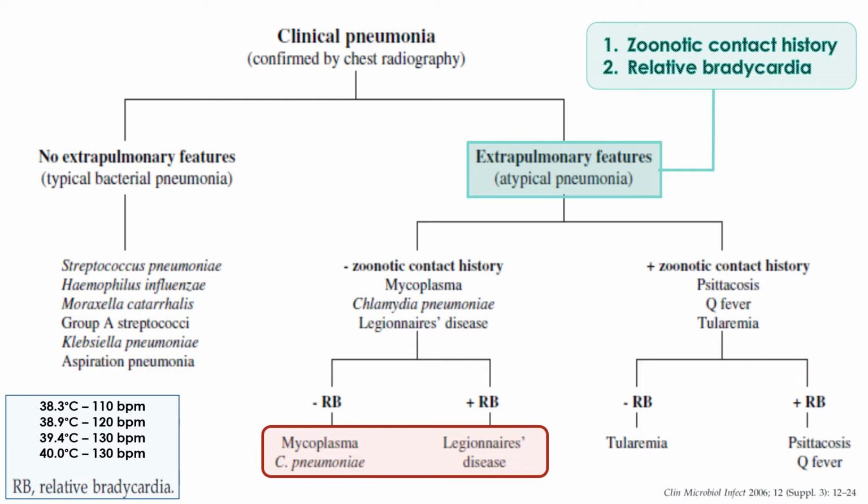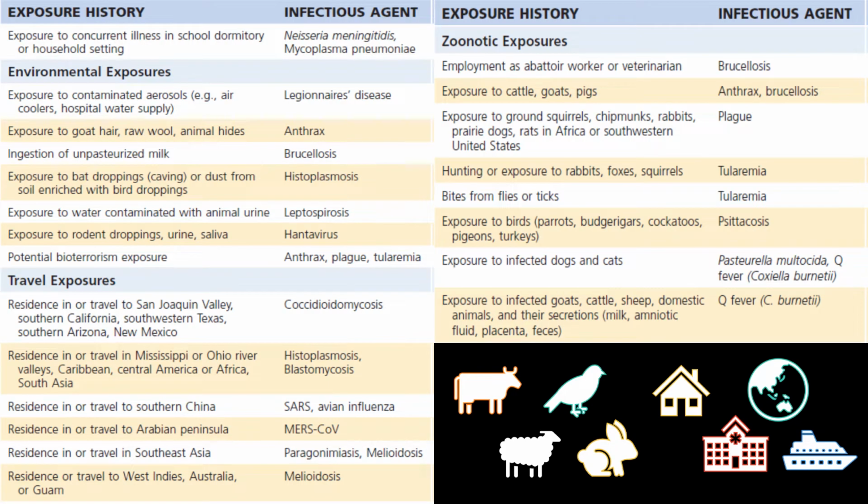In the same group, we use relative bradycardia to differentiate the diseases. So this is a clue that I have provided to you to guess the pathogen by the history. And when you suspect this disease, you should ask specific questions like that.